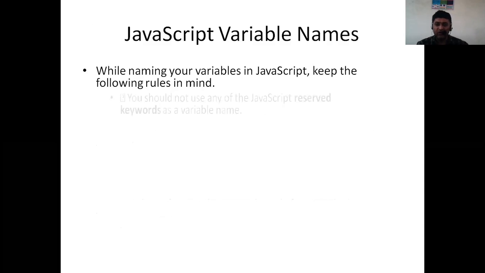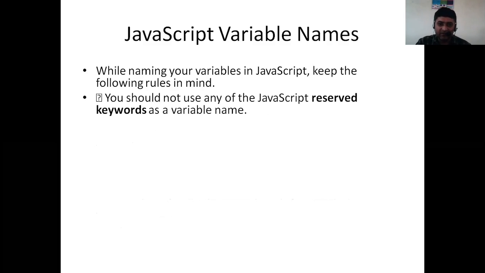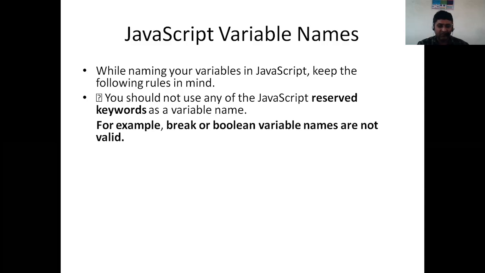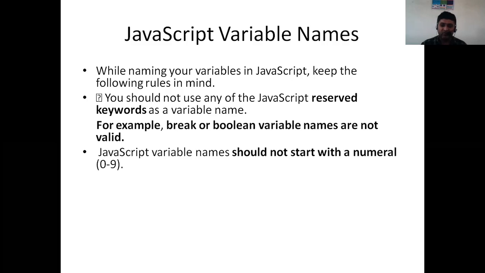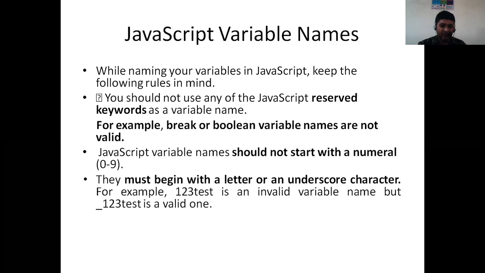Some rules for declaring a JavaScript variable. While naming your variable in JavaScript, keep the following rules in mind. You should not use any of the JavaScript reserved keywords as the variable name, for example, break and boolean. Next, a JavaScript variable name should not start with a numeral. It must start with a letter or underscore. For example, 123 is invalid and underscore 123 is valid.